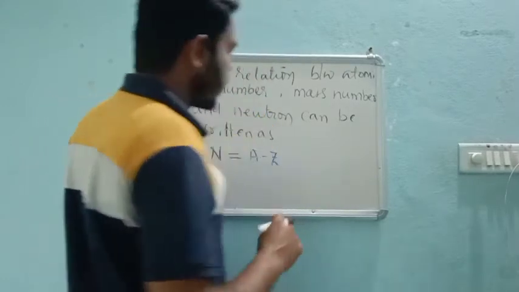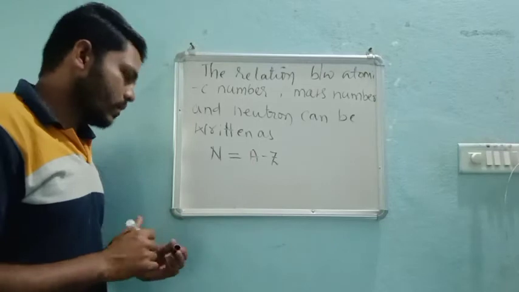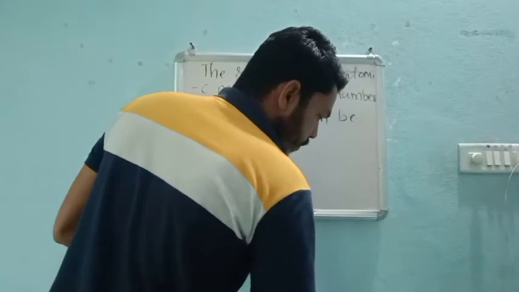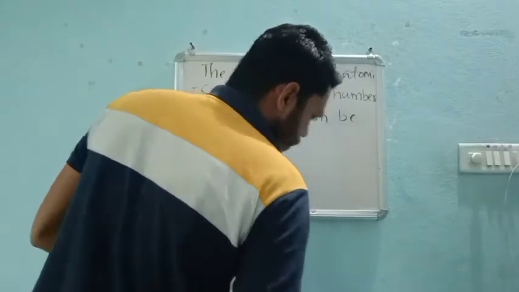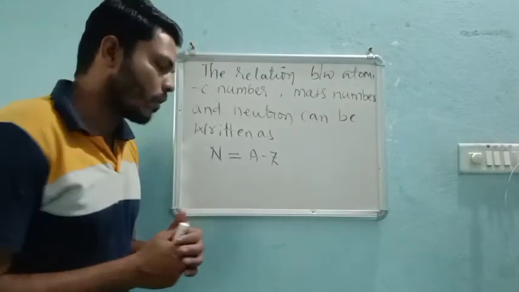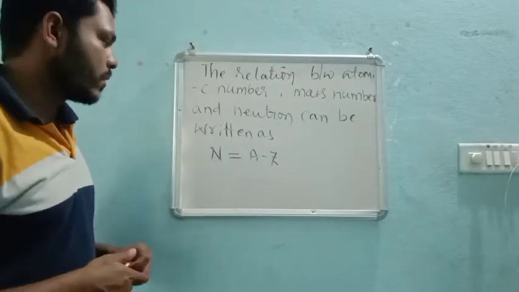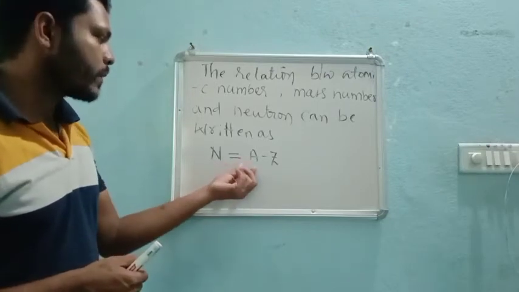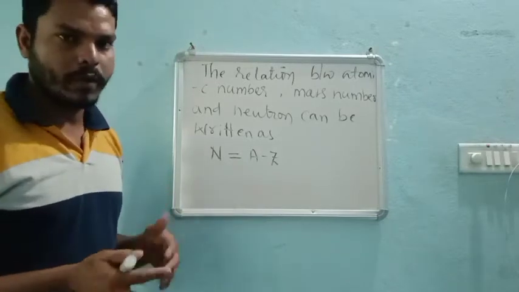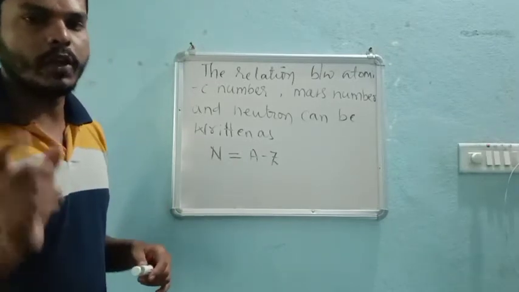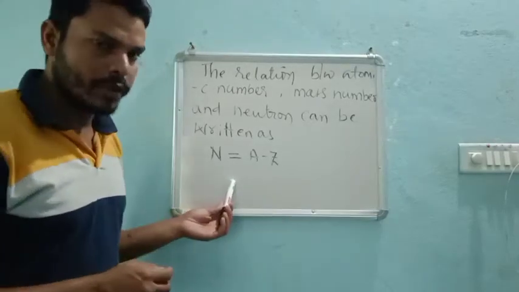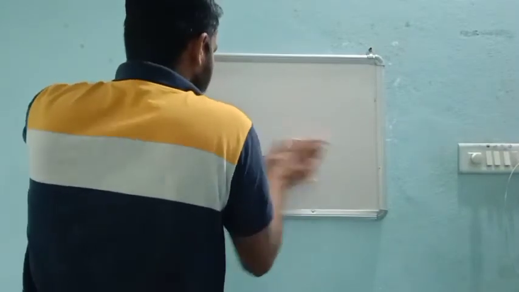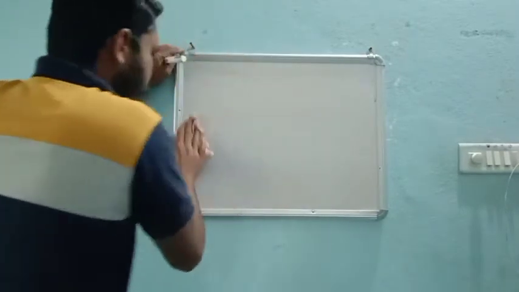Already you did some problems on the number of protons and neutrons, that is, how to calculate the neutrons. On the basis of that, we can say how many neutrons are present in a particular element. I will give just an idea about this, and you can solve some more problems in the book, as well as the ones I have already given.